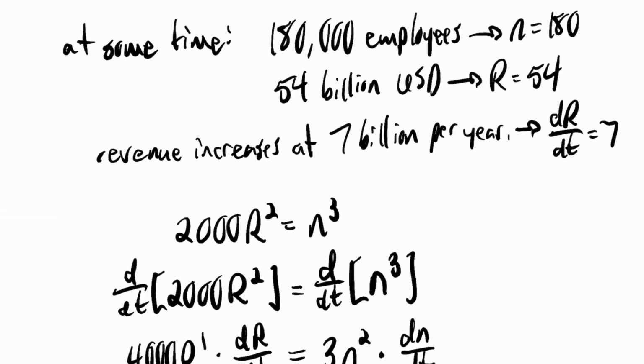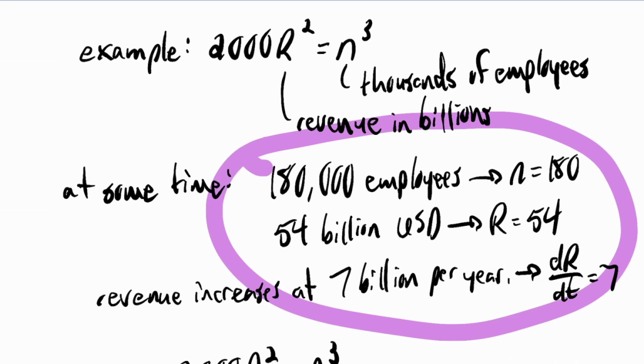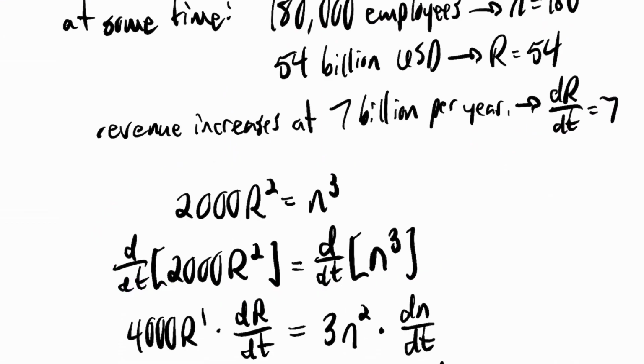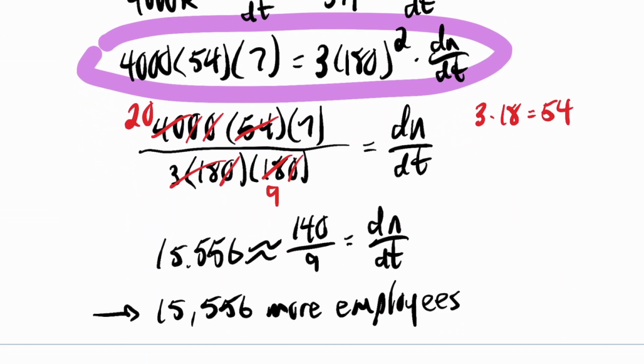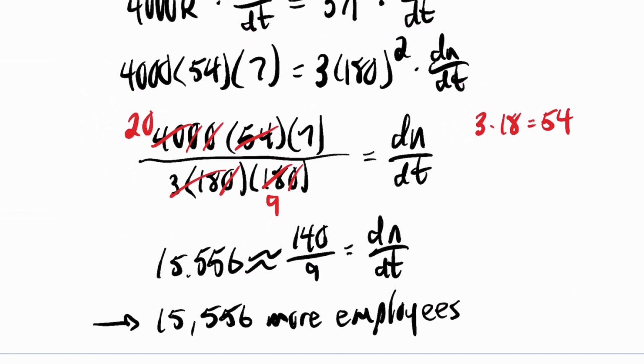Basically we take the information we're given, we make sure to interpret these numbers, we take the scale of the problem into consideration. Employees is in thousands, revenue is in billions. That's very important. Then we apply the derivative with respect to time to both sides of the equation. Then we plug in the numbers we're given, and then we work out what the result is. And we might need to interpret, well, is this more employees or less employees? That's something we might have to figure out as well.